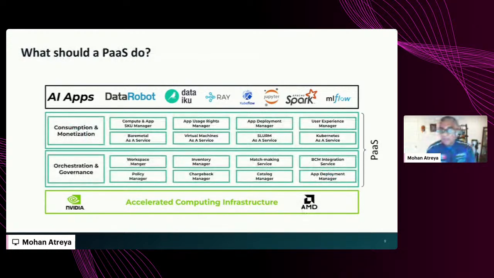As a user, you want to be able to literally click a button and get the right kind of infrastructure instantly. Most of you probably don't have that today. It'd be nice if you did.